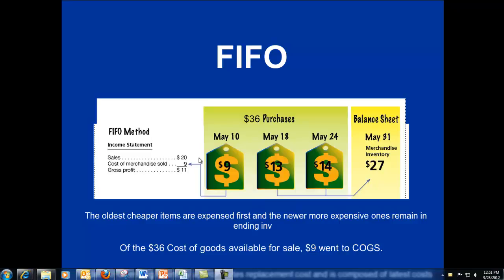So in this case, the $9 was expensed. It made its way to cost of goods sold, because remember, when we sell inventory, it moves from being on the balance sheet as an asset to making its way on through to cost of goods sold, where it's expensed. In this example, the remaining two items appear as ending inventory. Okay, and those are going to be on the balance sheet. So of the $36 of cost of goods available for sale, $9 went to cost of goods sold.